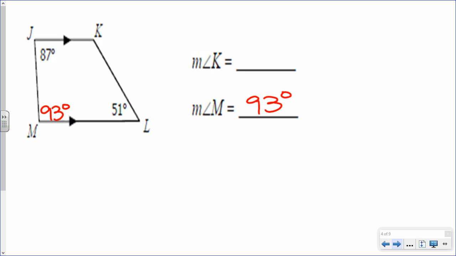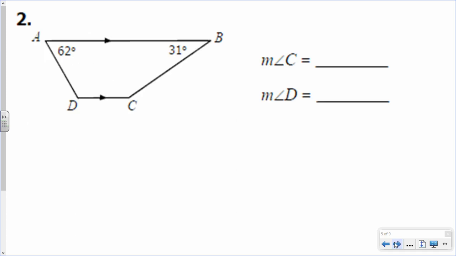And then K and L are consecutive interior angles. So they have to add up to 180 as well. So if L is 51 degrees, that makes angle K 129 degrees. All right, so what I want you to do is pause the video real quick. You try number 2.